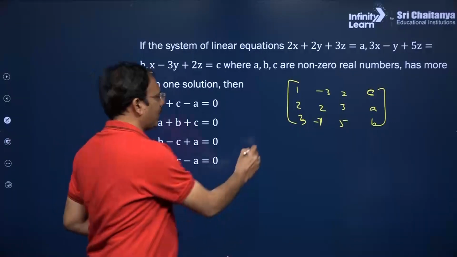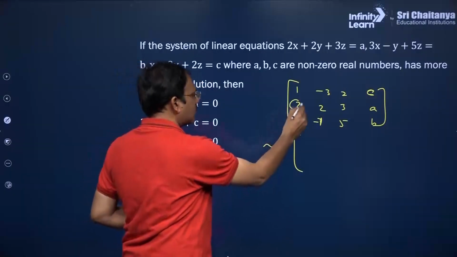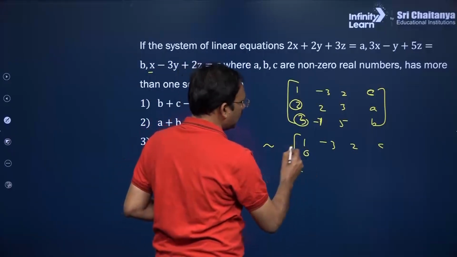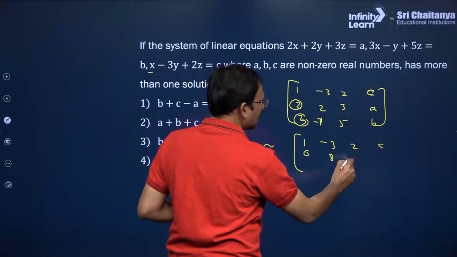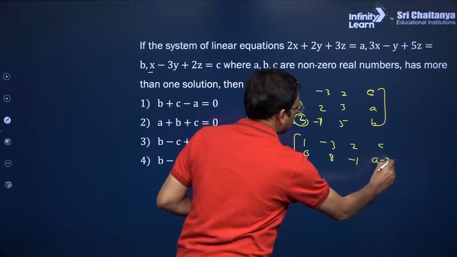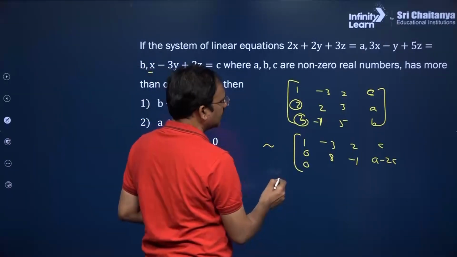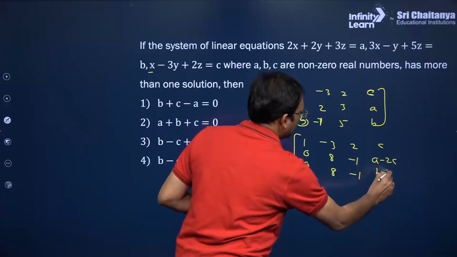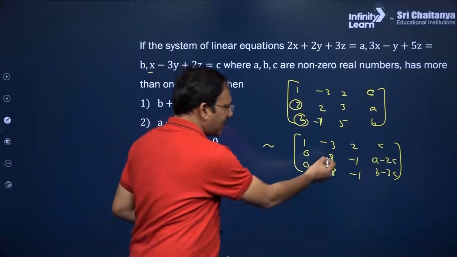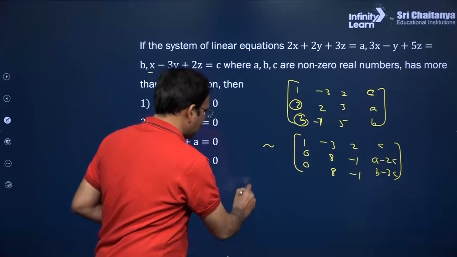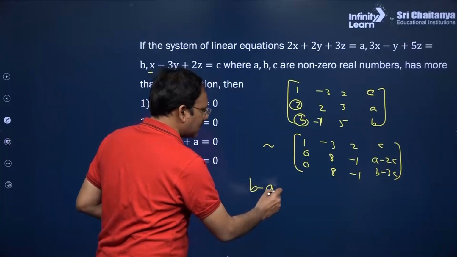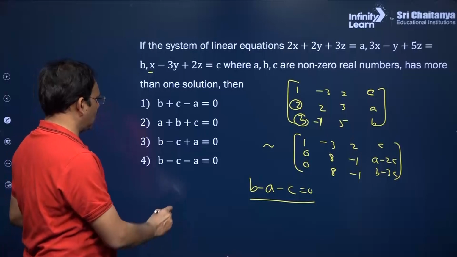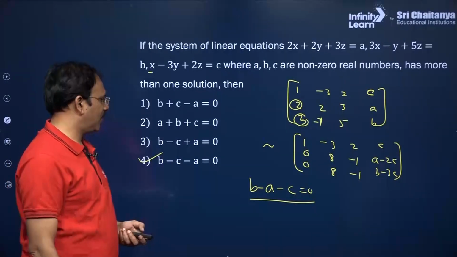Now with the help of the first row, make these two elements 0. So 1, minus 3, 2, c, and double R1 and subtract from R2, 0. This becomes 8. This becomes 4, in the sense 3 minus 4, minus 1. This is a minus 2c. The next one, triple R1 and subtract from R3, 0. This is going to be 8. 6 minus 5 is minus 1, b minus 3c. My dear friends, to get infinitely many solutions, if you subtract here 0, here 0, it should also be 0. b minus a minus 3c plus 2c is minus c is equal to 0. So you are going to get b minus c is equal to a, my dear friends, b minus c is equal to a, okay, that's all.